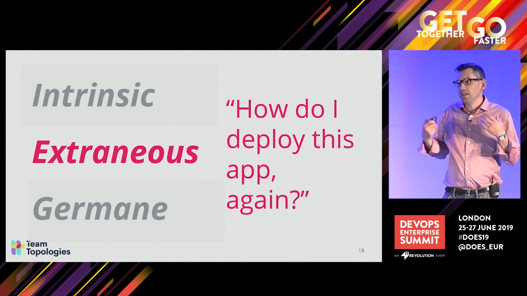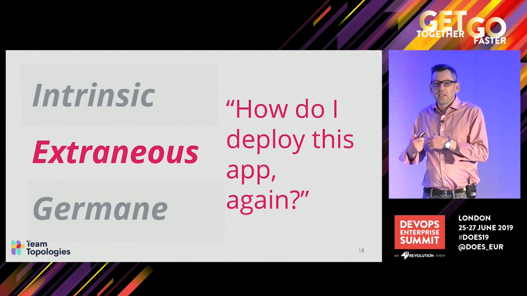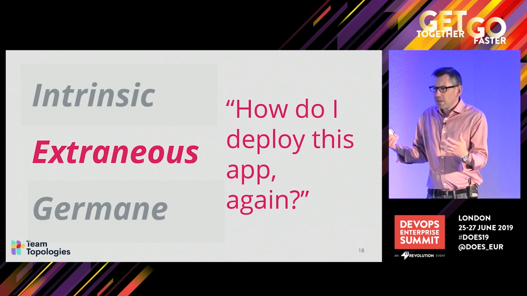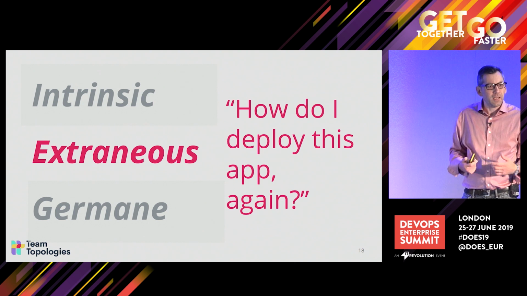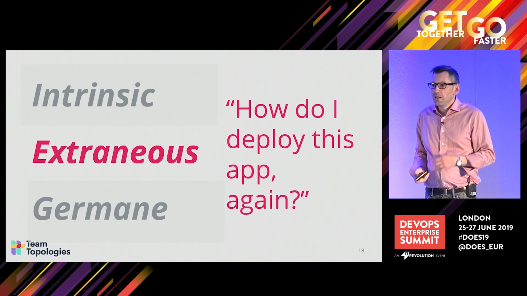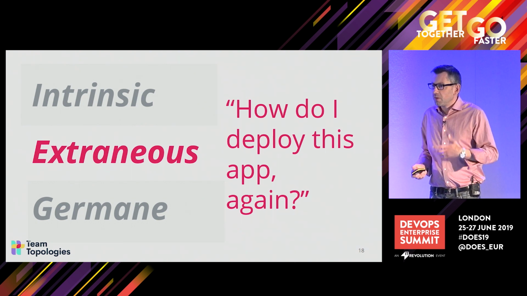Extraneous is something that works against what we're doing, something that is kind of like a distraction. So how do I deploy this app again? I can't remember. It's really awkward. I've got to set this config property, blah, blah, blah. This is extraneous cognitive load, and it's effectively valueless. We don't want to have this kind of cognitive load on our teams.